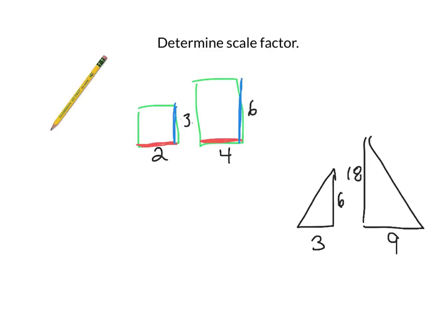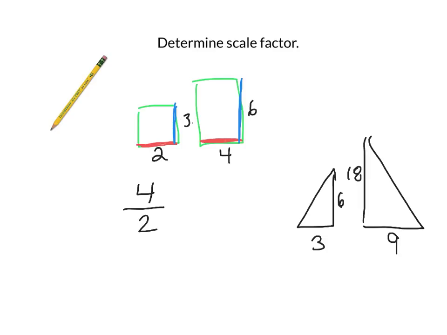So now that I know which sides correspond in my figures, I can start by building my ratio to find my scale factor. I'm always going to take the larger of my numbers. So in this case, if I'm looking at my red corresponding sides, I'm going to take the 4 and I'm going to divide by 2 to create my ratio there.